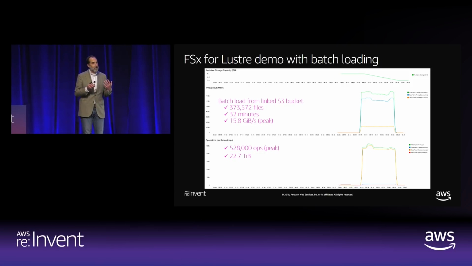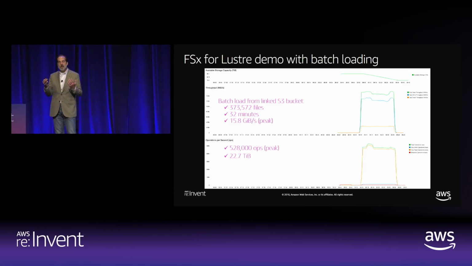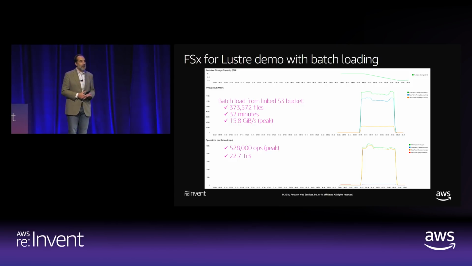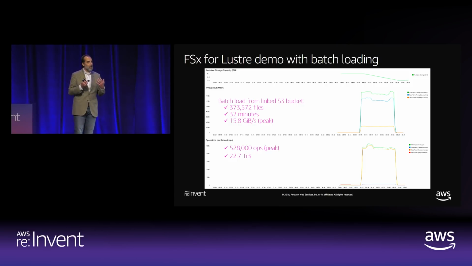So again, very fast. I didn't have to spin up a fleet of EC2 instances to ingest that data. I could have a simple EC2 instance issue a simple command, and then all of the work is done by Amazon FSx for Lustre as we import all that data into the file system.